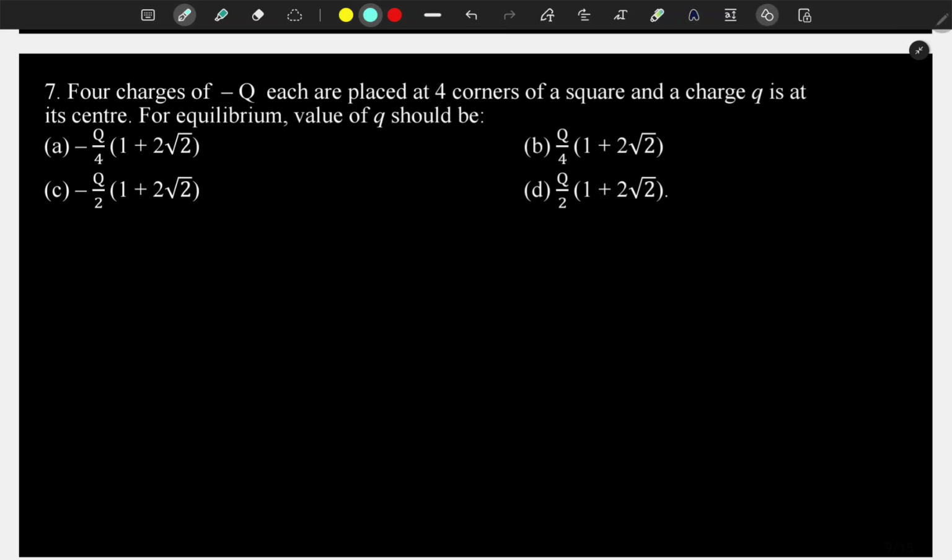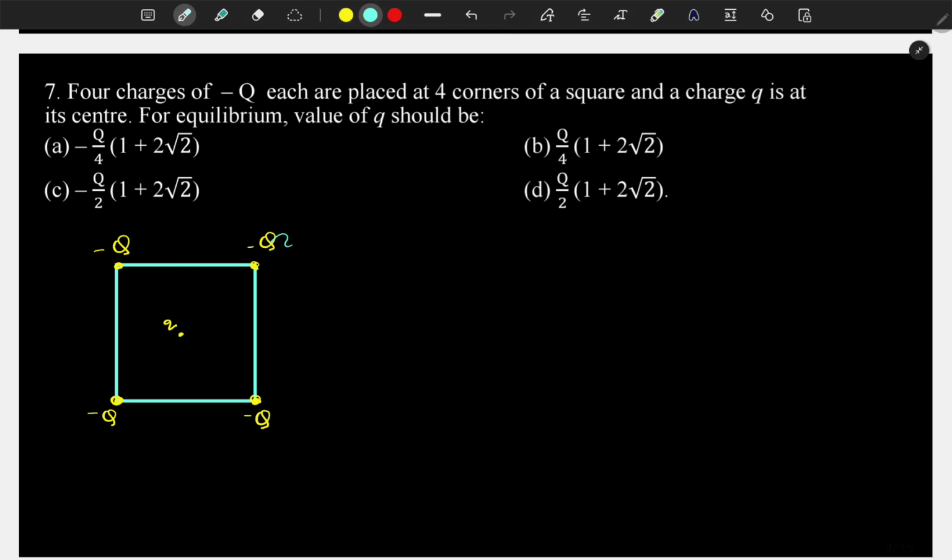So if I consider a square here, consider 4 charges, minus q, minus q, minus q, minus q each are placed at 4 corners of a square and a charge small q is at its center. So there is a charge small q at its center. For equilibrium, the value of small q is.